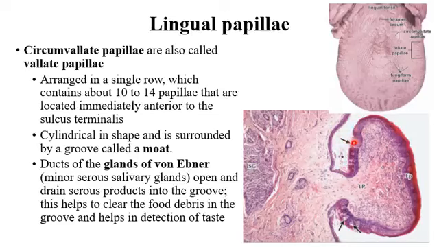The moat is lined by stratified squamous epithelium containing taste buds. Minor salivary glands called von Ebner's glands open into the base of this moat. They clean the moat to enable the taste buds to rapidly respond to changing stimuli.